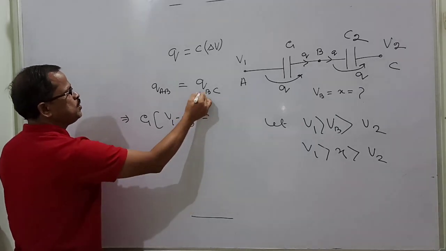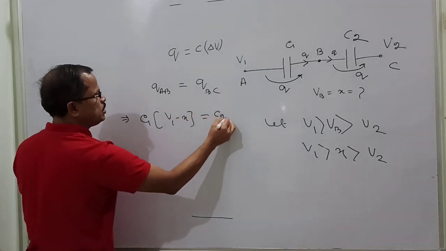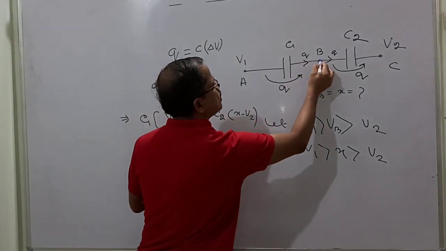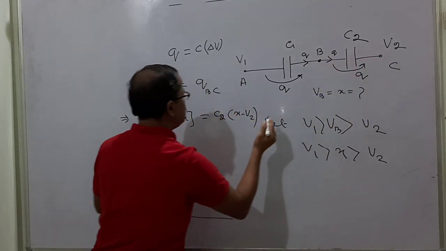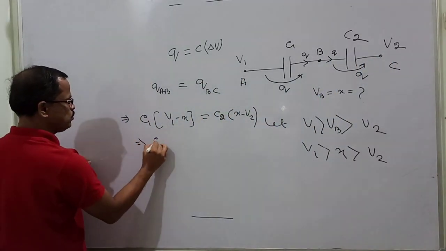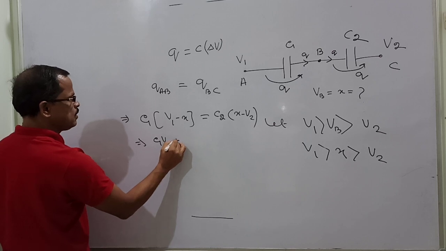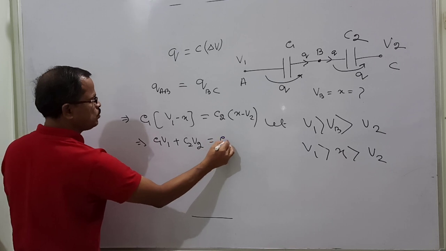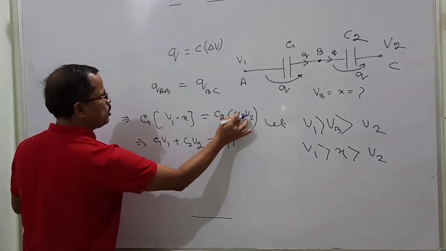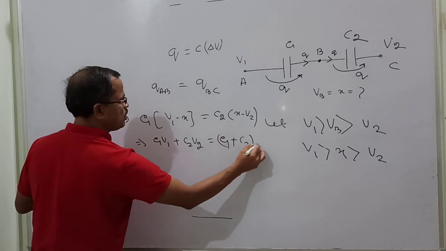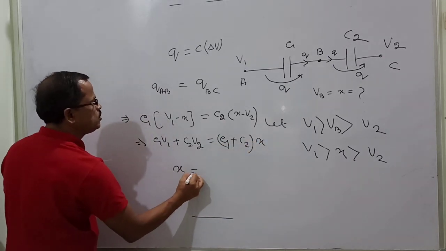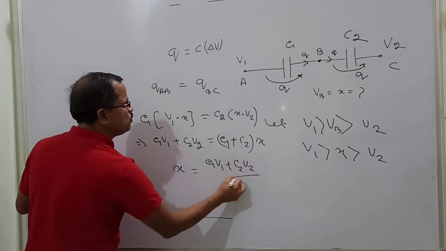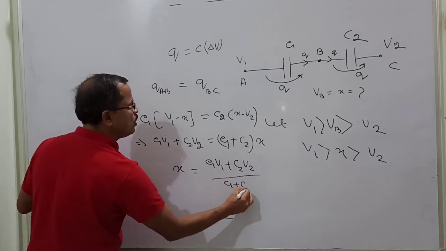Then how much charge will flow from B to C? That is equal to capacitance C2, and potential X minus V2. This is X, this potential is V2, so X minus V2. Then I can write C1 V1 plus C2 V2, just changing the sides, is equal to C1 X plus C2 X, then taking X common. So the potential of the junction is equal to C1 V1 plus C2 V2 divided by C1 plus C2.